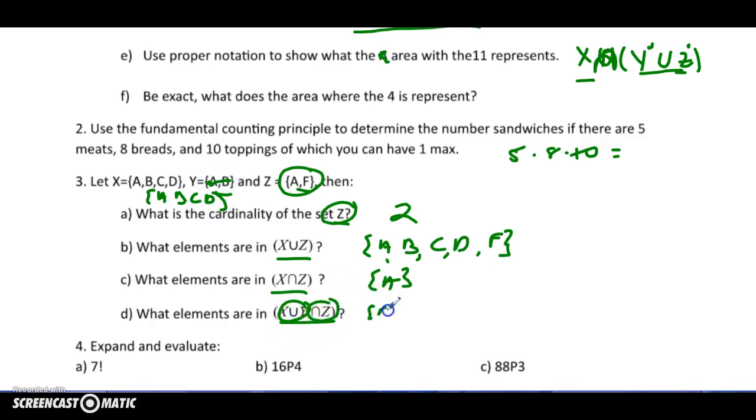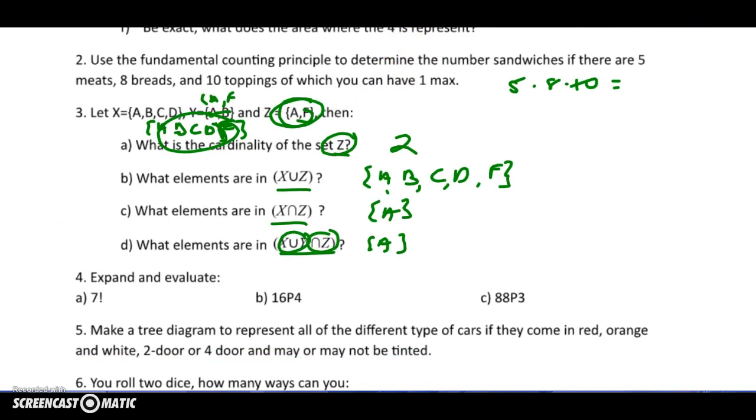So this actually turns out to be the exact same thing. Just A. Okay. So what's in X or Y and Z? If there was something else here, the only way this would change is, let's say Y was A and F. Then what's in X or Y, what's in the union of X and Y, would include the F. And then you would say what's in this, and it would be the A and the F. Okay, so that's that question.